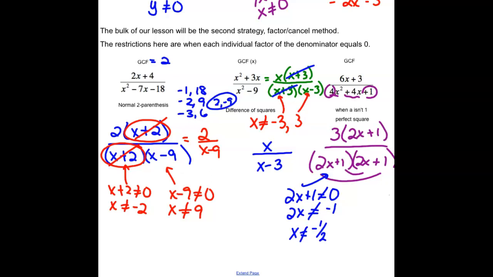Now we can look for common factors. We do have a 2x plus 1 in the numerator that matches a 2x plus 1 in the denominator. We can take a 1 for 1, kind of reducing here. So even though there's 2 of them in the denominator, we really can only take out 1 of them. So the final answer here would be 3 divided by 2x plus 1, with the restriction that x cannot be negative 1/2.